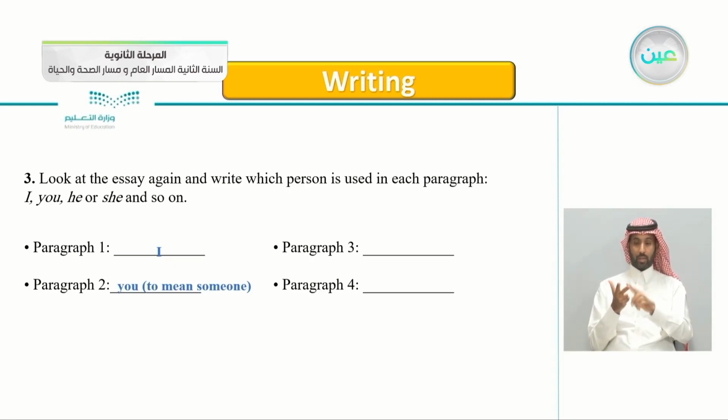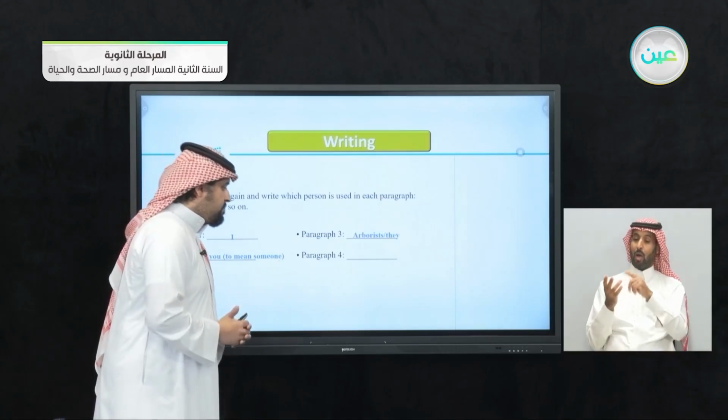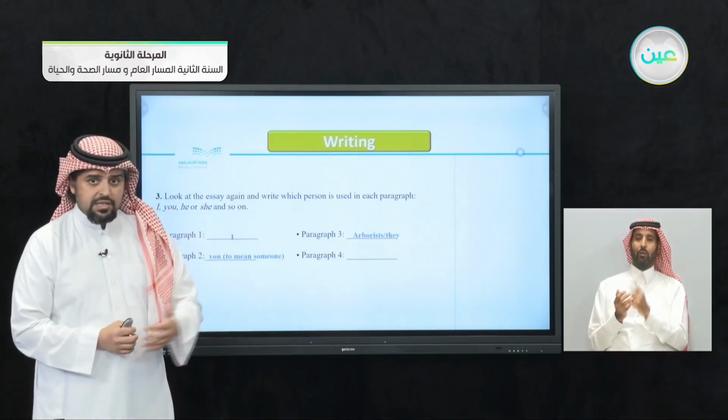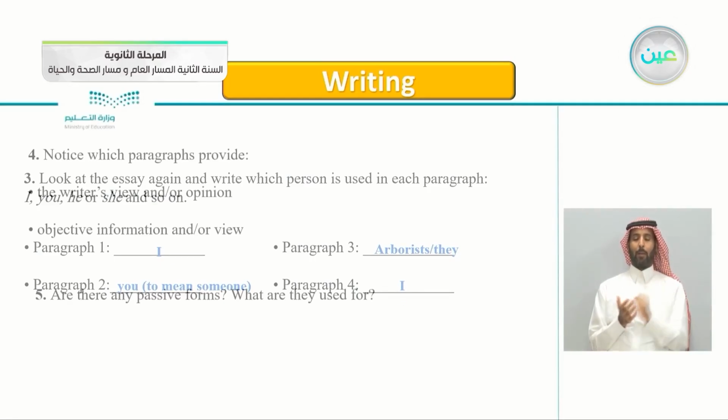You can check the article and read the paragraphs before you answer. Again, paragraph 3. Which person is used here in paragraph 3? Okay, let's answer number 3. Arborist, they. He used they referring to the arborist. What about paragraph number 4? You can read it quickly. Let's see the answer together. Again, it's I because he was talking about himself.